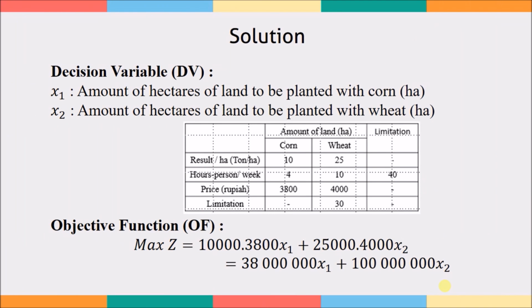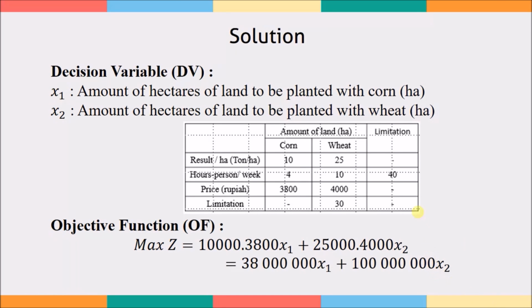So in this problem, we have 2 decision variables. Before I tell you what the decision variables in this problem are, I'm going to tell you what a decision variable is. A decision variable is a quantity that the decision maker controls. Firstly is x1. x1 is the amount of hectares of land to be planted with corn, in hectare unit. And x2 is the amount of hectares of land to be planted with wheat, in hectare unit.